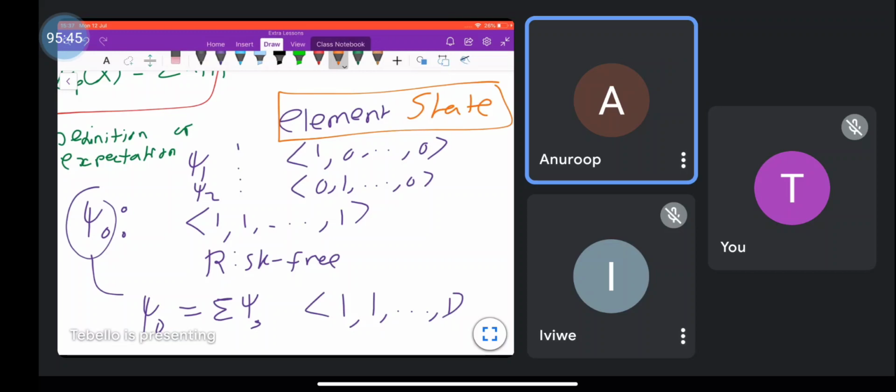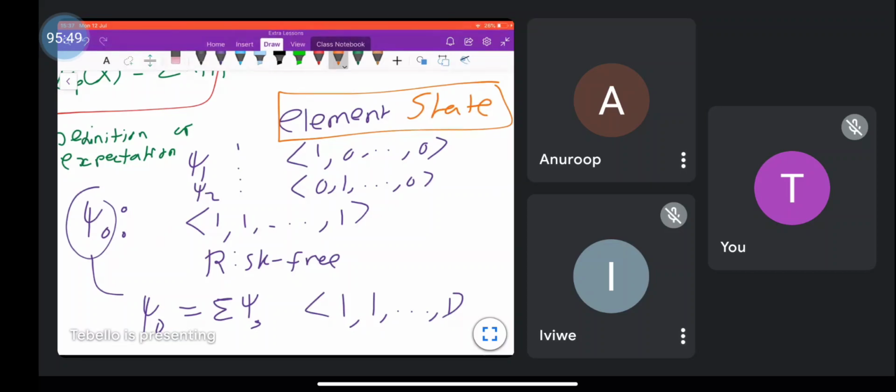Sorry, one more thing. The past papers, do you mind also forwarding them to the group, for us just to practice? Okay. Thank you so much.